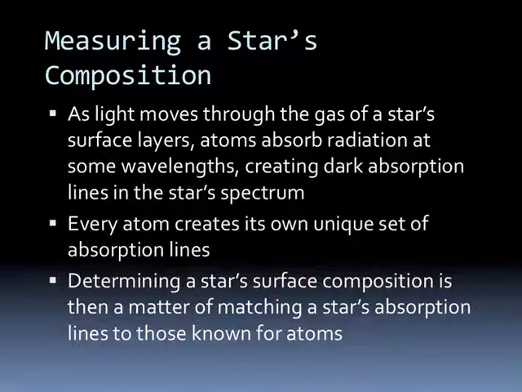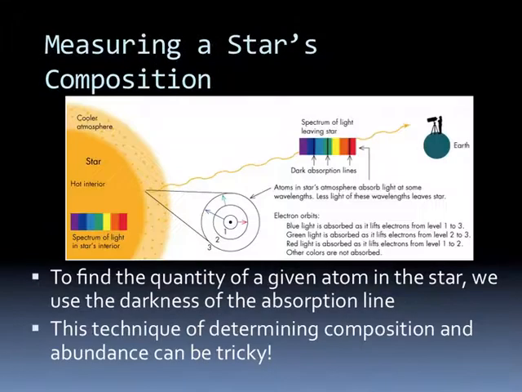So as light moves through the gas of a star's surface layer, the atoms there absorb radiation at some wavelengths, and that creates a dark absorption line in the Sun's and the star's spectra. Every atom, we've learned, creates its own unique set of absorption lines. So determining a star's surface composition is then just a matter of matching a star's absorption lines to those known for atoms. So to find the quantity of a given atom in a star, we use the darkness of the absorption line. The darker or wider the absorption line, the more material there is.